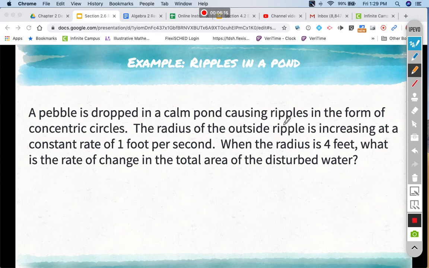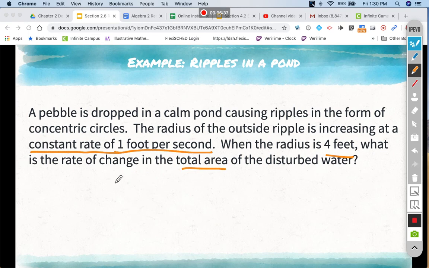Pebbles dropped in a pond. We make concentric circles. The outside radius is increasing at a constant rate of 1 foot per second. So this is a constant rate. That's kind of nice. When the radius is 4 feet, what is the rate of change of the total area?